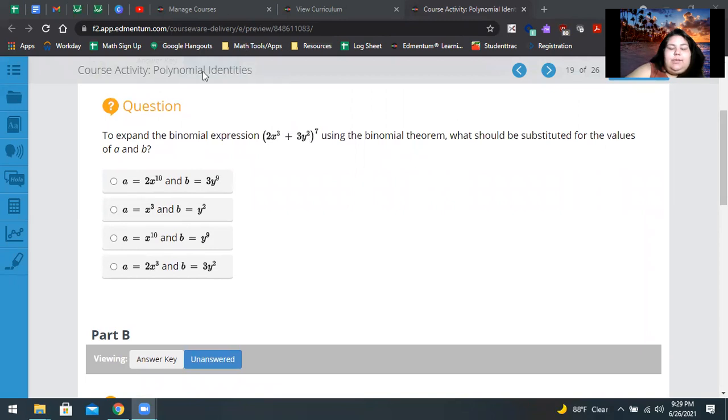Because the same rule applies, this is like a plus b raised to the 7th power. Again, these new concepts that we're learning only apply to this specific course activity. The rest, you're not going to get tested on. They're not going to bring this up in the other stuff.